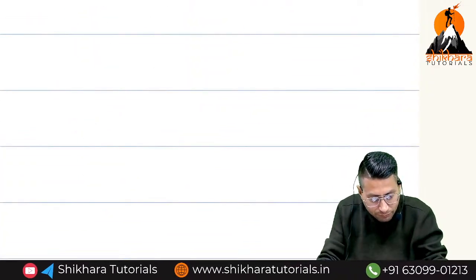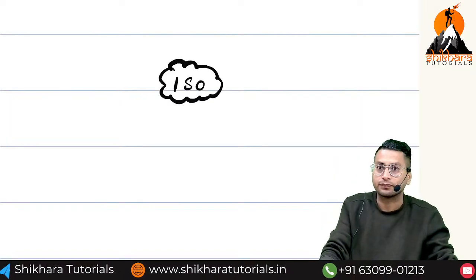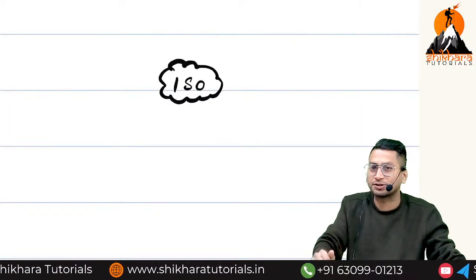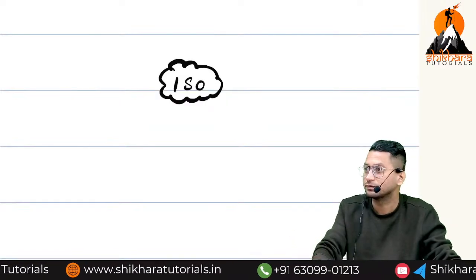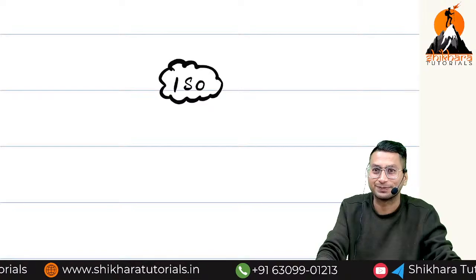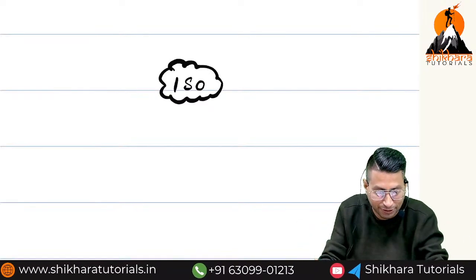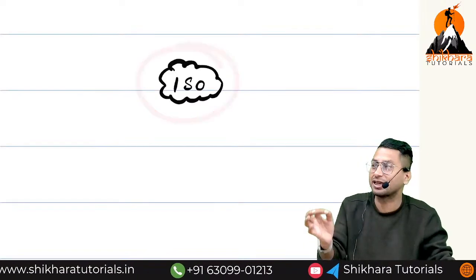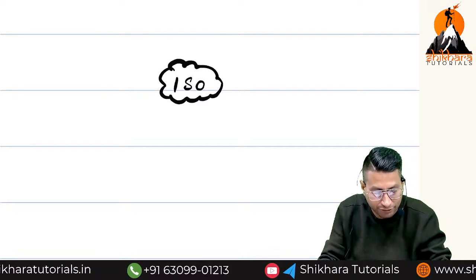Then we are going to discuss ISO. For accounting, what standards do we have? Accounting standards, very good. For auditing, which standards do we have? Auditing standards, very good. For manufacturing and services, what do we have? ISO standards, International Organization for Standardization. There is one organization which gives ISO standards.